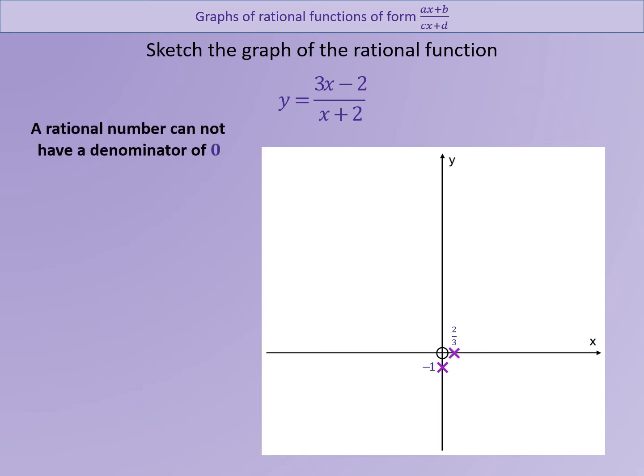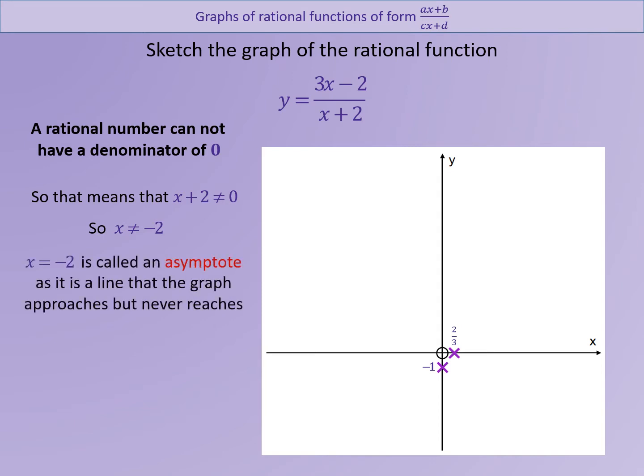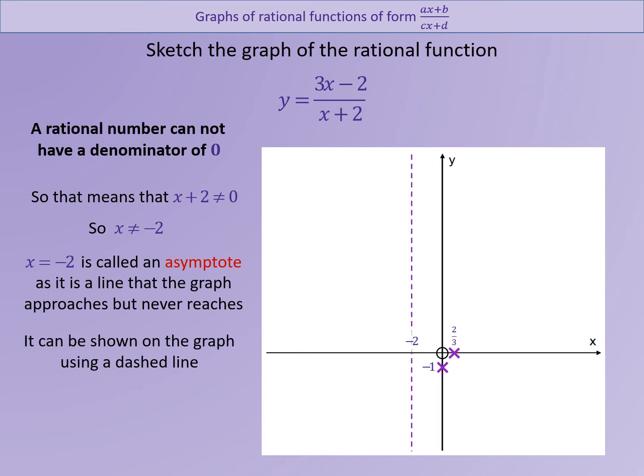As we have a rational function, we need to find the values where this function is undefined. In this case, a rational number cannot have a denominator of 0, which means x plus 2 cannot be equal to 0, and therefore x is not equal to minus 2. Now this means we have an asymptote, which means the graph will approach this line but it won't cross it. And we show an asymptote with a dashed line, so the function is not defined along this line.